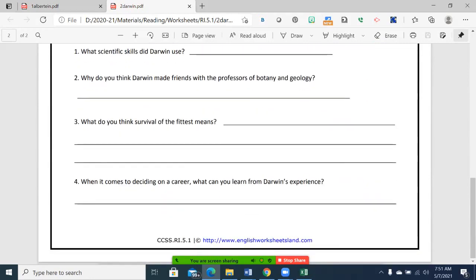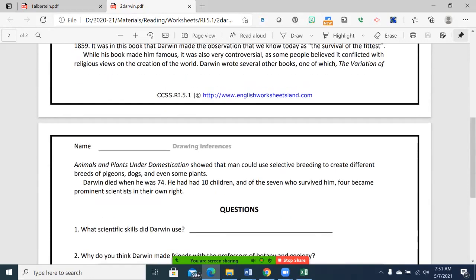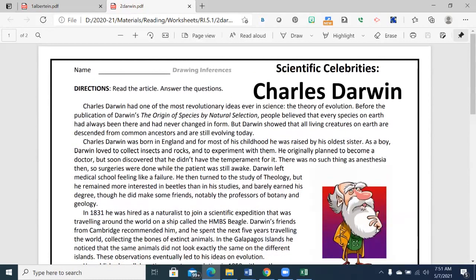So having an idea of what I'm looking for as I read is helpful when you're taking a test or doing homework or whatever. So let's read the article and answer the questions.